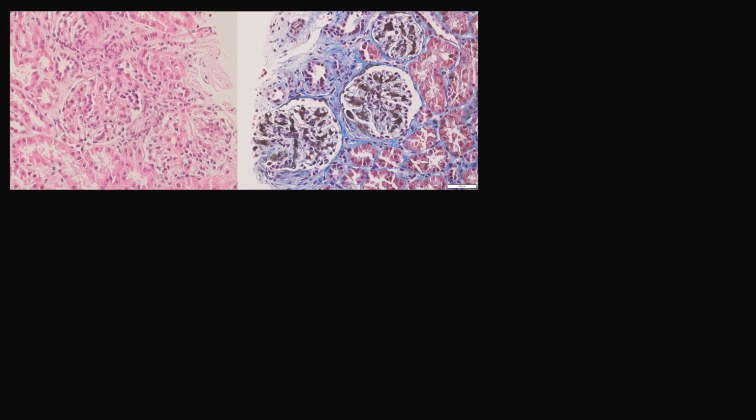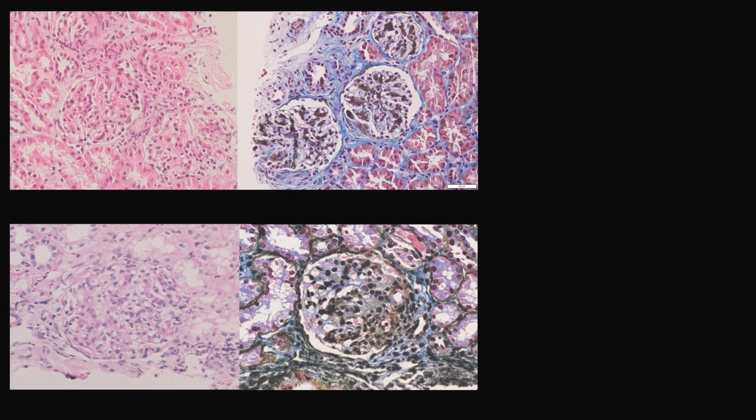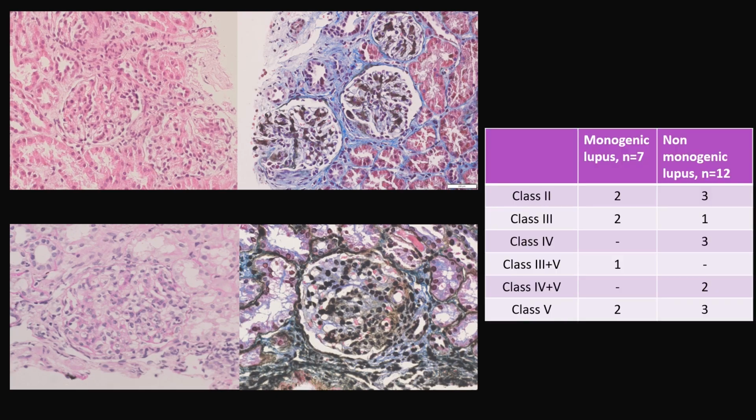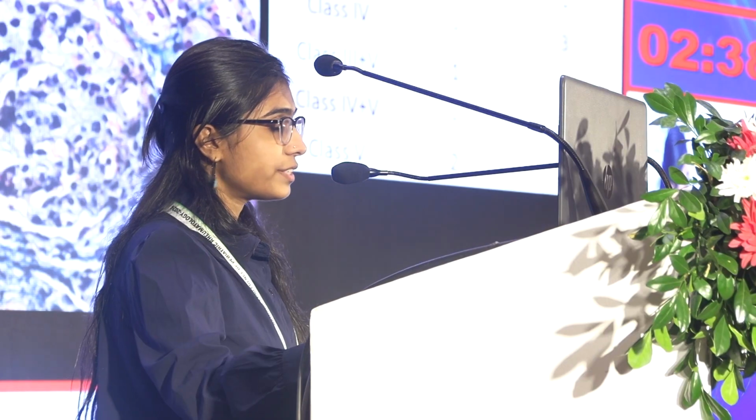So this is a representative histopathology image. Here we can see the mesangial hypercellularity, and this is the Jones stain with Masson's trichrome counterstain. We can see the basement membrane thickening. Another image shows mesangial hypercellularity and also wire loop lesions with basement membrane thickening. On comparing the histopathology features, they were comparable in both groups, with almost similar distribution of various classes of nephritis.